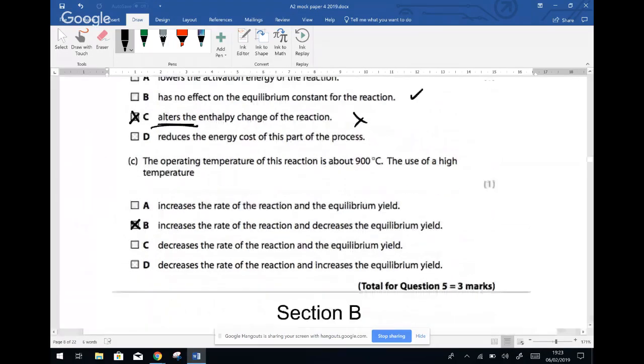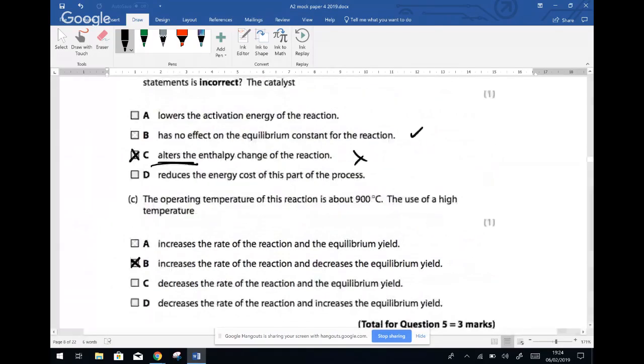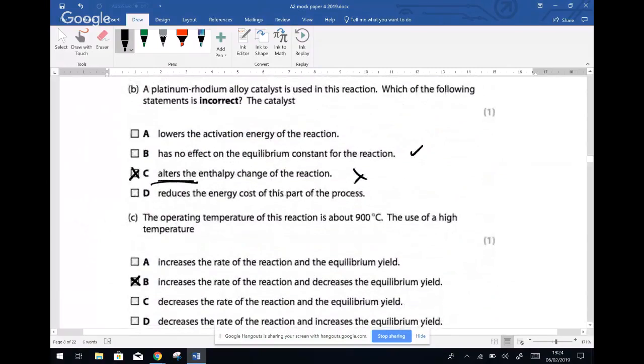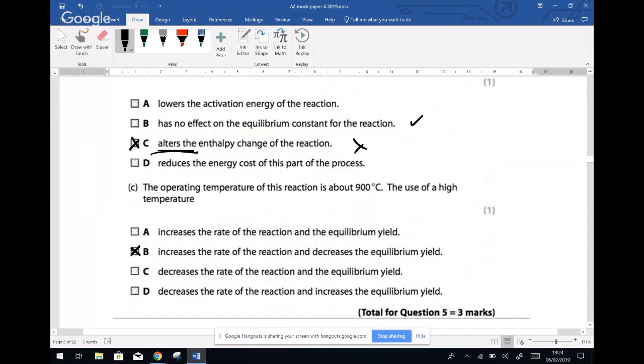The operating temperature of this reaction is 900. The use of high temperature increases the rate of reaction and the... Okay, so hang on a minute. I assume this is continuing with the... I don't know, is it meant to be correct or wrong? Let's have a look. We're going to realize one of them is going to be different, that's what's going to happen here.